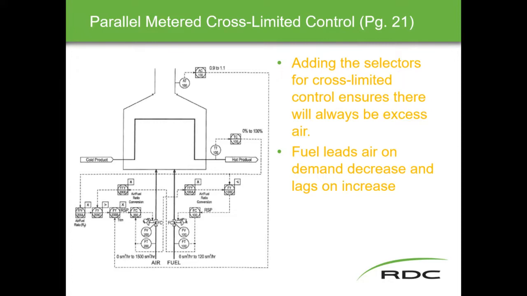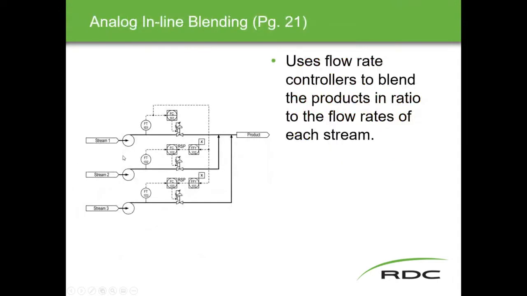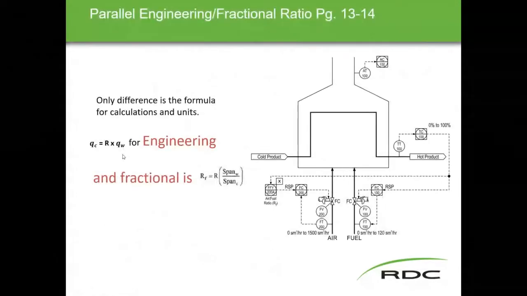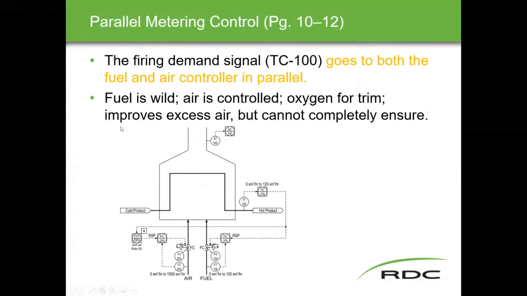So what we're doing here is we're adding selectors for cross-limited control so that we can ensure there will always be excess air. So what does that mean? We have selectors. So look at this, we have a greater than selector over here. We have a less than selector over here. So it's going to select one of two signals for us. The idea here, again, is to always ensure that we have excess air. And I think we said on the previous one that this improves our excess air situation, but not completely ensuring that we have excess air. So the purpose of cross-limiting is to make sure we always have excess air.